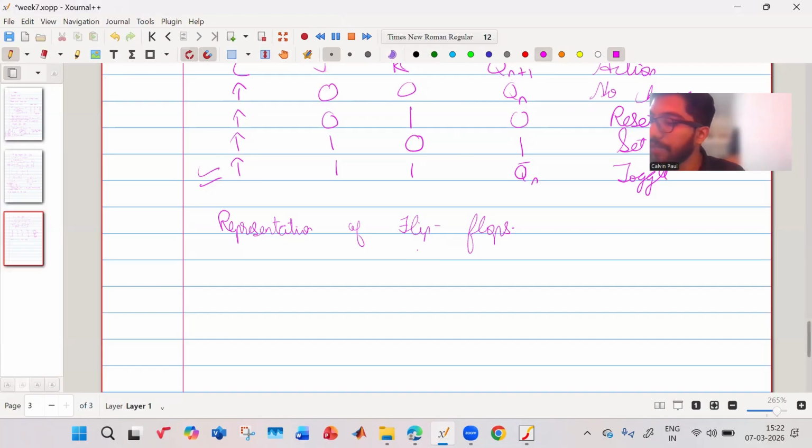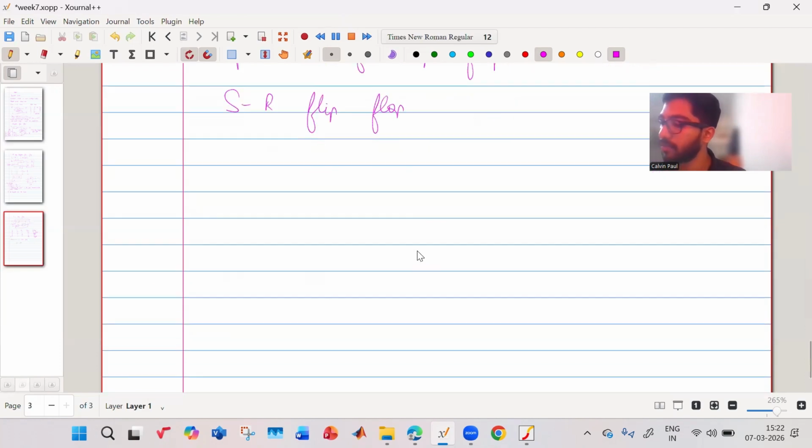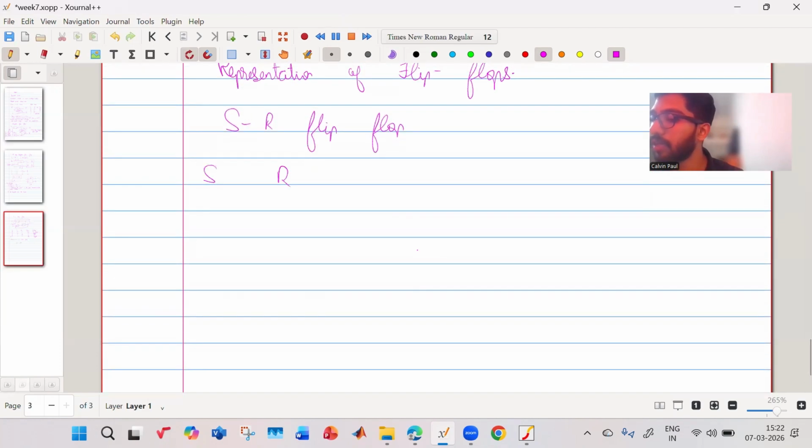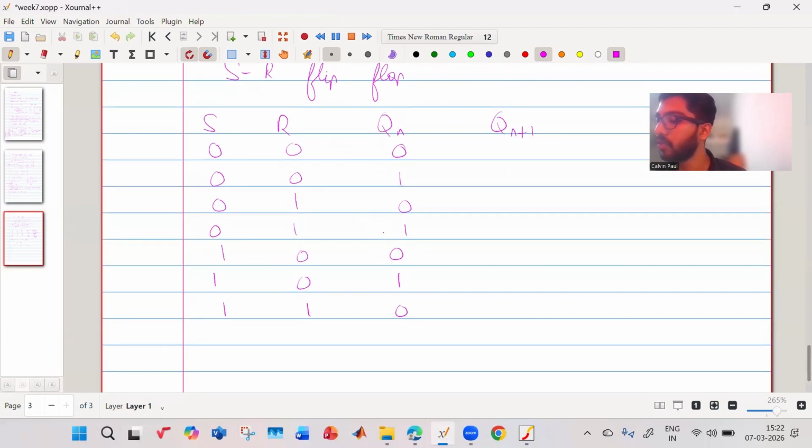So we have an SR flip-flop. Okay. You have S, you have R, you have Qn, and we have to find Qn plus 1. Again, let's consider the standard truth table which we have been writing for the last 6 to 7 weeks. Because it's a 3 variable one, it will have 8 entries: 0 0 0, 0 0 1, 0 1 0, 0 1 1, 1 0 0, 1 0 1, 1 1 0, and 1 1 1.